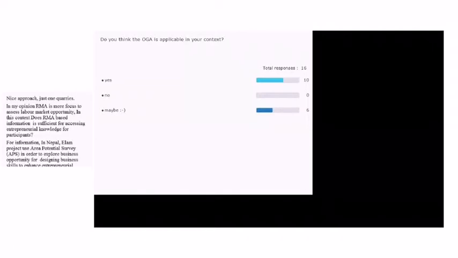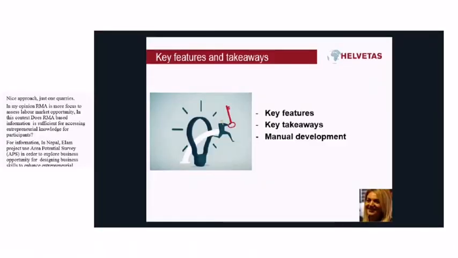Okay, we will now close this poll with the summary that most of you see this approach as applicable to your context, and in some cases it might be applicable.